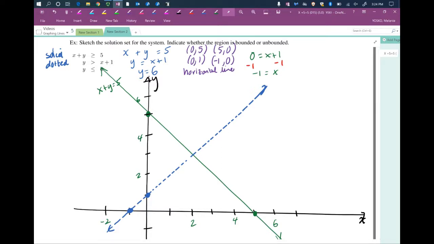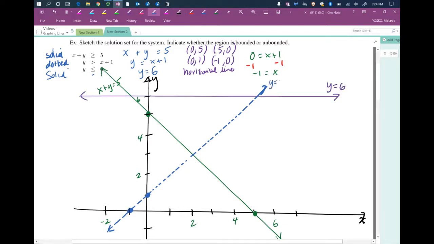And look at the last one, y equals 6. We said that was a horizontal line, but we see it is also going to be solid because there's this equal part right there. And we really need to label each one. I forgot to label this one. I'm labeling them with an equal sign because I'm labeling the line.